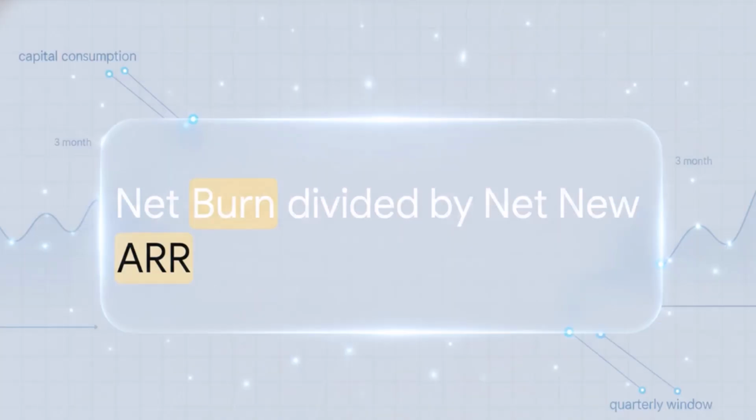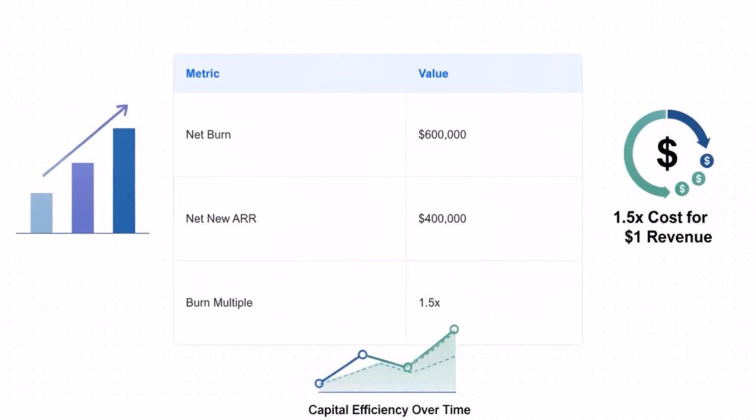So how do we find your actual number? Let's dive into the formula. It's simply your net burn divided by your net new ARR. You typically calculate and track this over a standard quarterly window, which gives you a clear period-bound look at your capital consumption. So let's look at the math in action with a straightforward example.